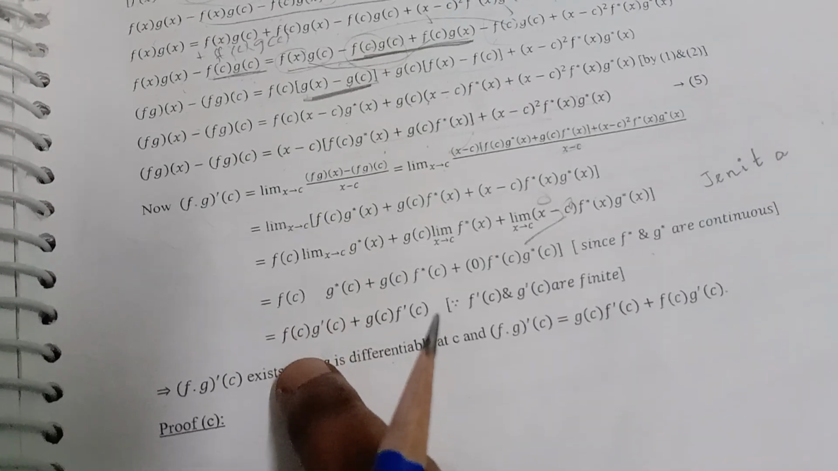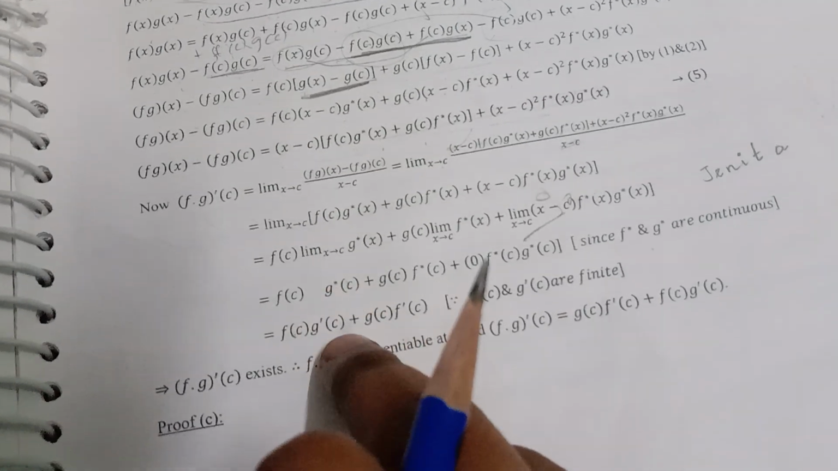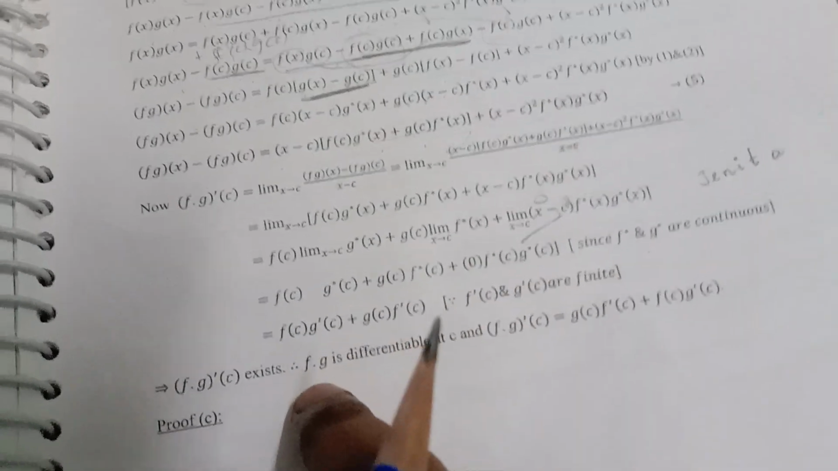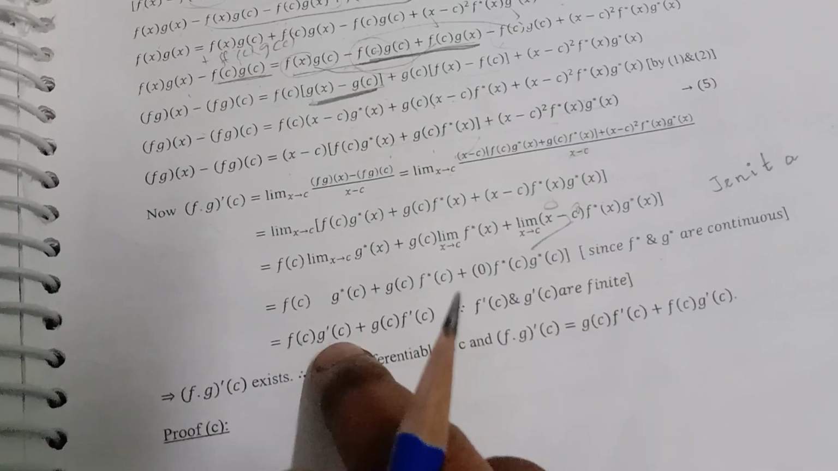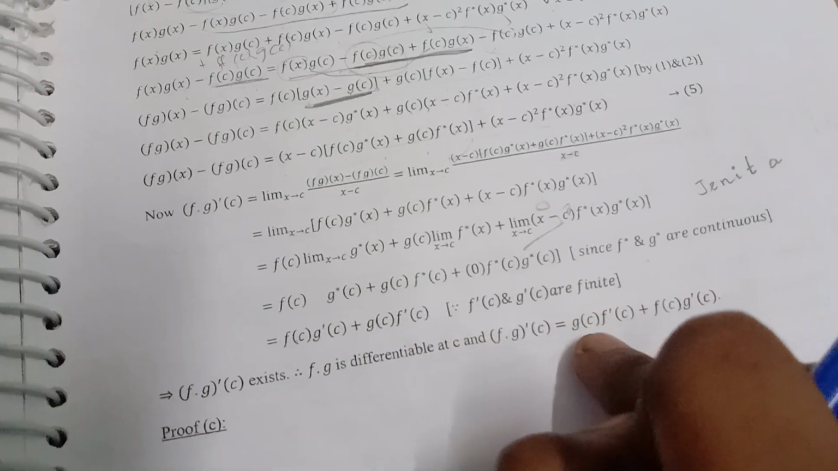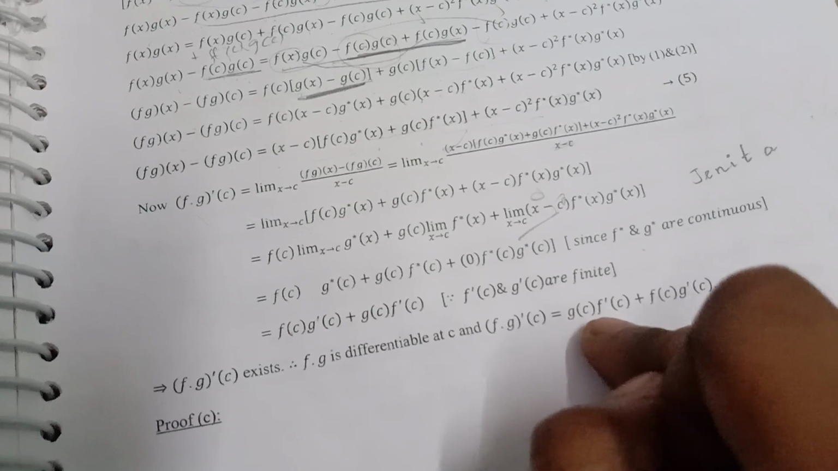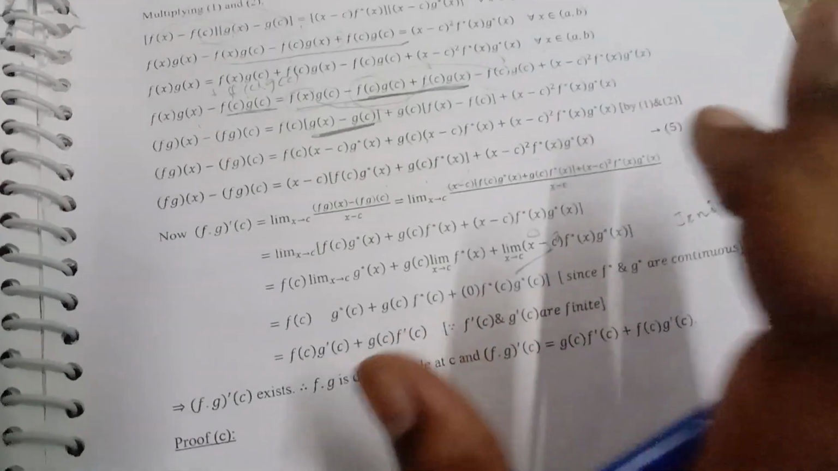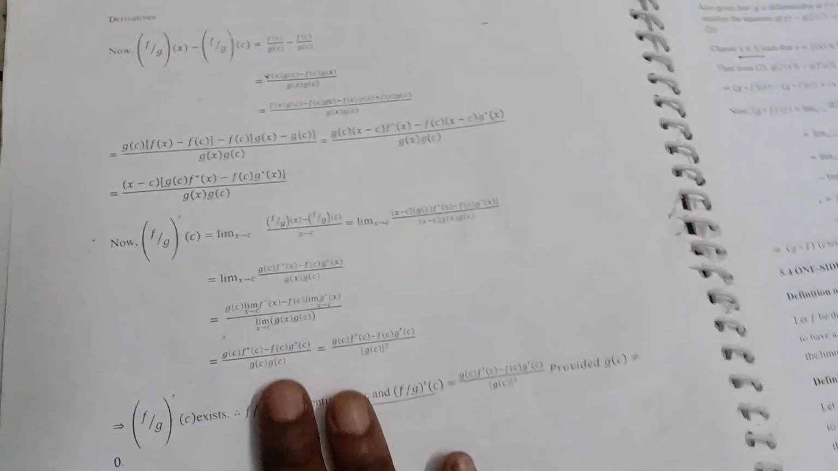So g*(x) can be written as g dash of x, and f*(c) can be written as f dash of c. So if we take f here, how we write it means g(c) f dash of c plus f(c) g dash of c. So this is what is given in the question. We have to prove it. Next, we have to prove it for division.